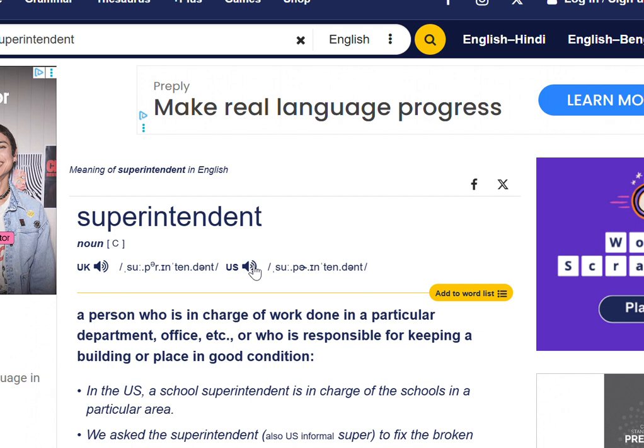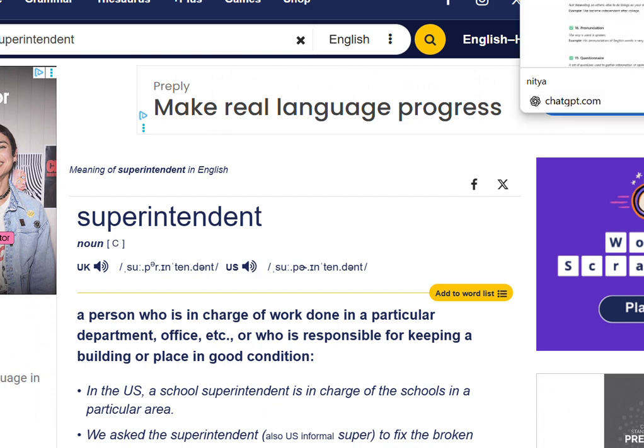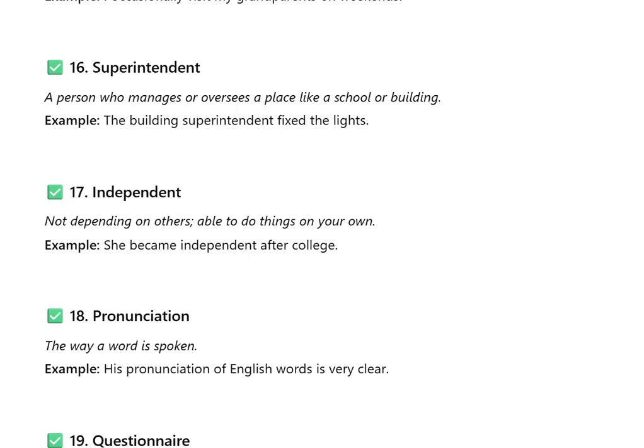Superintendent, a person who is in charge of work done in a particular department, office, who is responsible for keeping a building or place in a good condition, right? So that person is called superintendent. Okay? The building superintendent fixed the lights. Like the person who takes care of the building, he brought some workers and made that fixed, right?